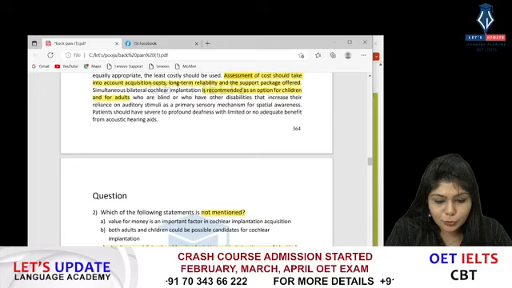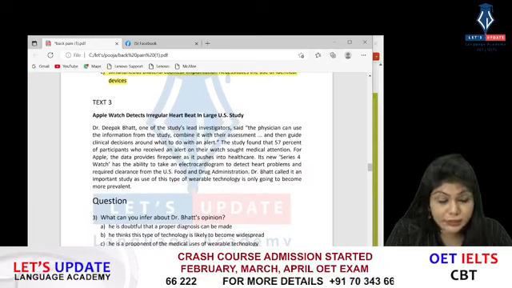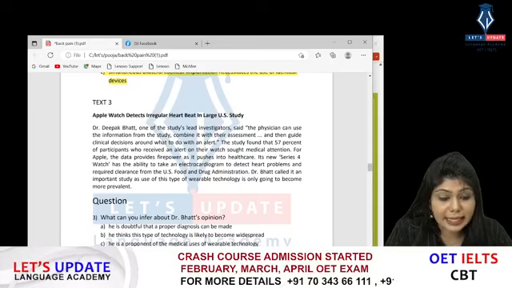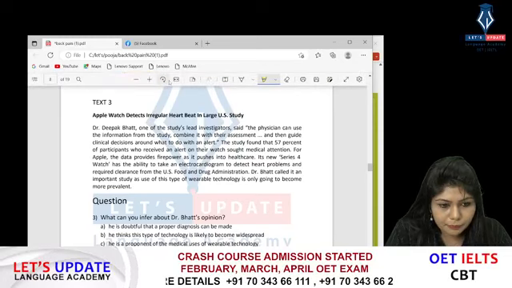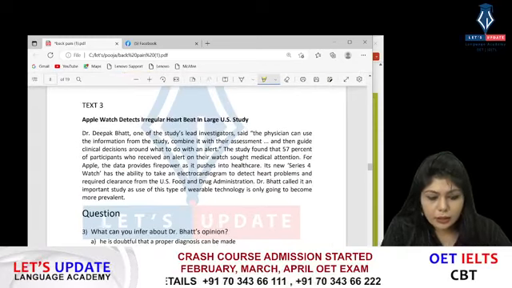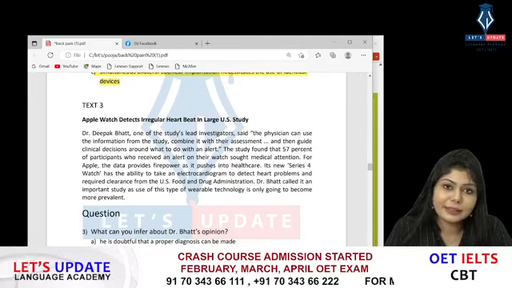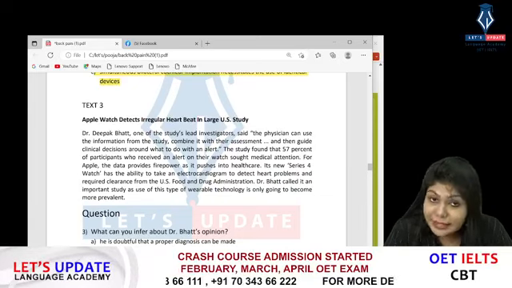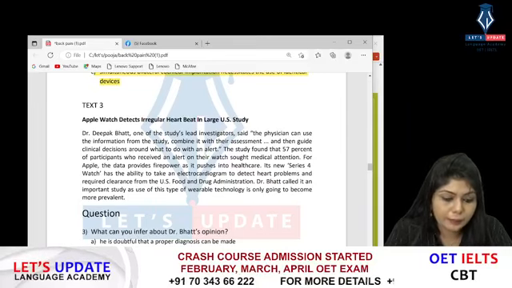So moving on to question number 3 and extract number 3, you can see the heading as Apple Watch detects irregular heartbeat in large US study. That is the heading, and the question is, what can you infer about Dr. Bhatt's opinion? Based on the question, you need to find the answer. I'll give you a minute to read it by yourself and then we'll solve it together.